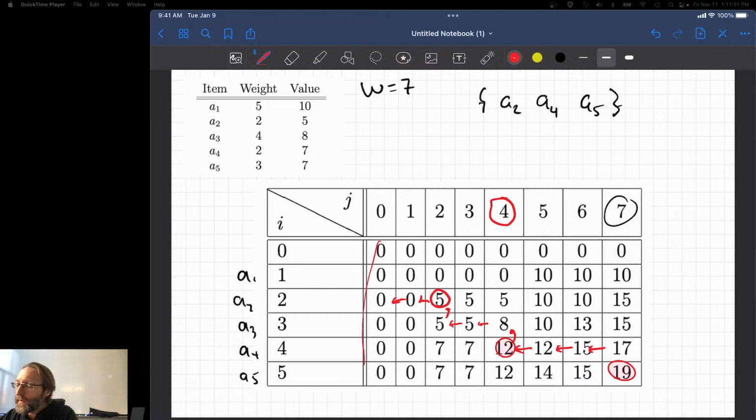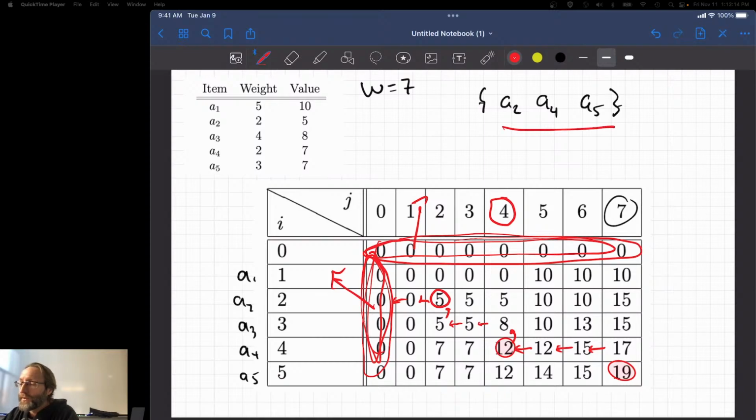If you ever fall into this first column, that means that you have no more items to consider. If you ever fall into this, that means that you have no more weight capacity to work with. If you ever fall into the first row, that means that you've considered everything already. So if you ever fall into either one of those or go out of the bounds of this table, then you're done. And there's my full solution right there.